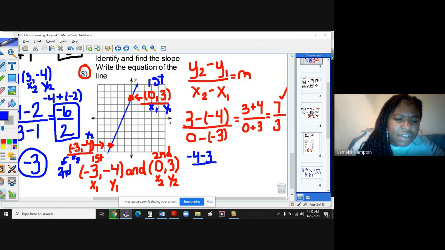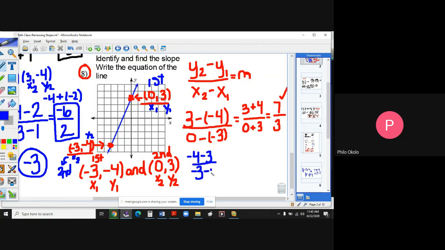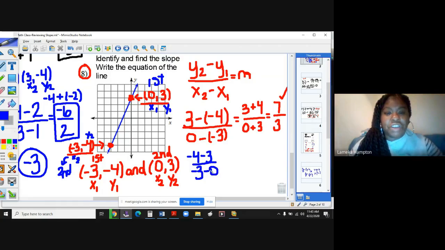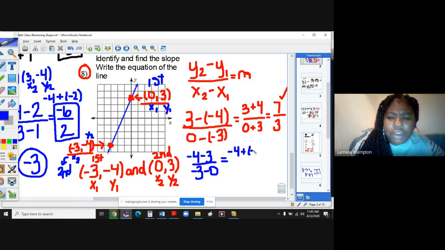And if I have my x at the bottom, that means I'm going to have x2, which would be -3 minus 0, because 0 is now represented as x1, according to Miss Firmina. Okay, so when I do this, I'm still going to do my keep change rule. So that's going to give me -4 plus -3. All right, and we know that's going to be -7.